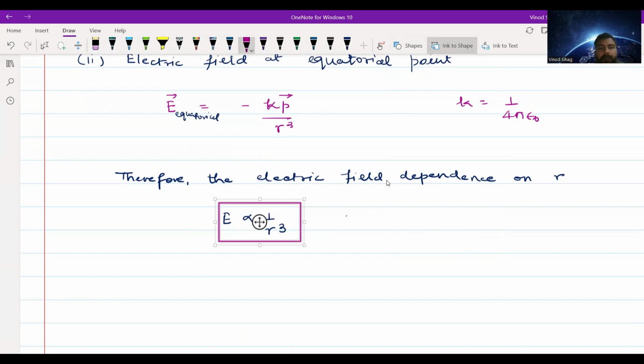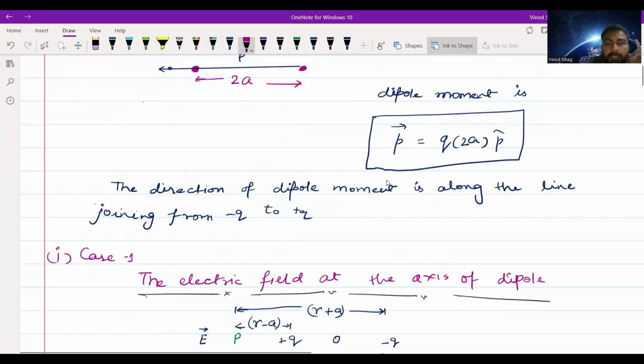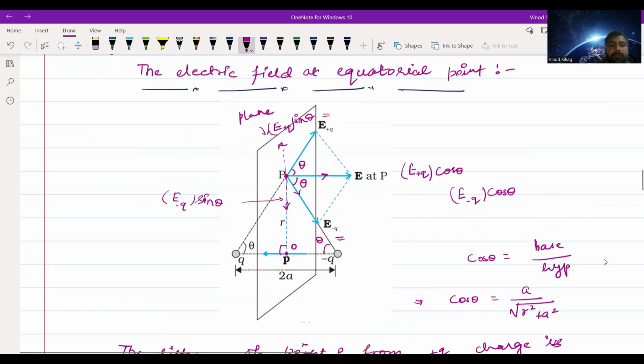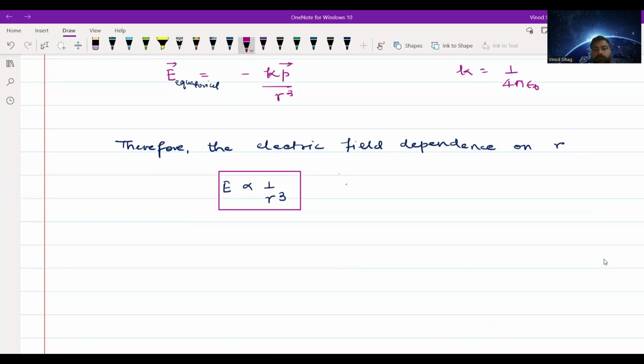वो डिस्टेंस R पे किस तरीके से डिपेंड करता है. सो देखो, जो पॉइंट चार्ज की वजह से इलेक्ट्रिक फील्ड आता है, जैसे मैंने आपको शुरुआत में बताया था, that is E proportional to 1/r². ठीक है. और जो डाइपोल की वजह से इलेक्ट्रिक फील्ड आया है, that is E proportional to 1/r³. ठीक है, so that is the difference between the electric field due to a point charge and the electric field due to a dipole.